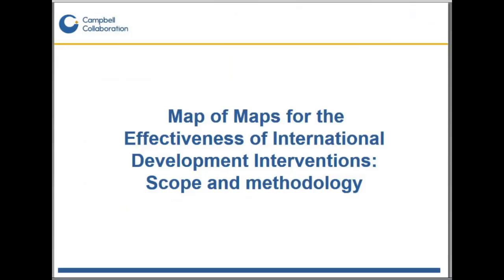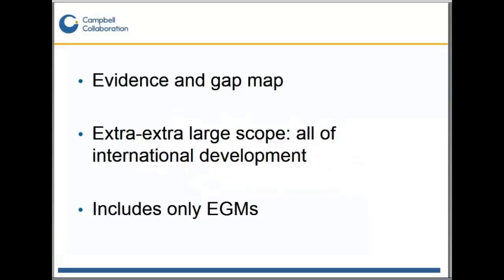right now. The first one we've mentioned already is the map of maps of effective international development interventions. So this is a very broad map that has an extra large scope. So it's all of international development. And because its scope is so large, we've only included other evidence gap maps. We don't include reviews, we don't include primary studies, there'd be thousands of them. We only include other evidence gap maps. And so it looks like this.